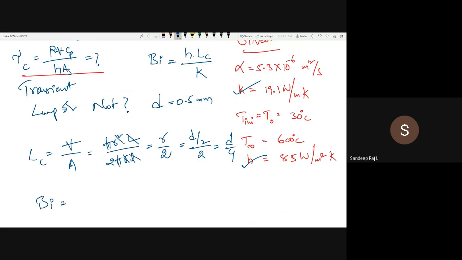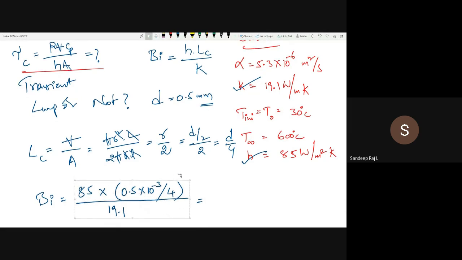So the Biot number will be equal to 85 into the LC, which is 0.5 into 10 to the power of minus 3, because I want to convert this mm into meters, and this should be divided by 4, by the K value, which is 19.1. Okay, so somebody calculate and tell me what is this Biot number. Can you please calculate and tell me what is this value?